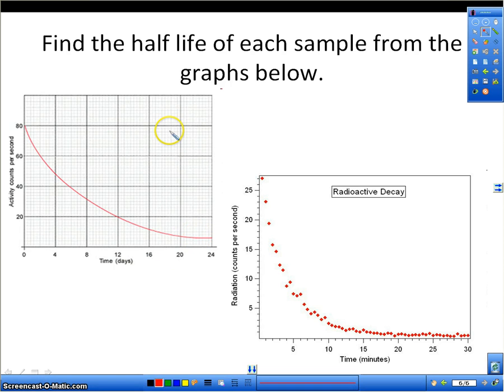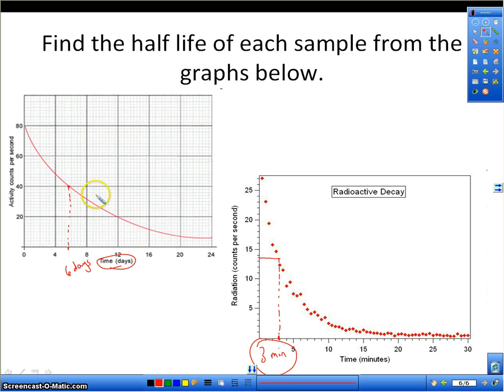Here's a couple of examples from a graph. The first graph, they tell you to find the half-life from each sample. So if I start at 80, I need to know what time I get down to 40. So if I trace that down on my graph, it looks like it's roughly 6 days for the half-life of that sample. This one starts at 25, 26, 27-ish, so I need to get down to about 13.5 counts per second. So that's roughly here, 13.5. I'll trace that over and then bring that down to here. So that looks like about 3 minutes or so is the half-life for that sample.